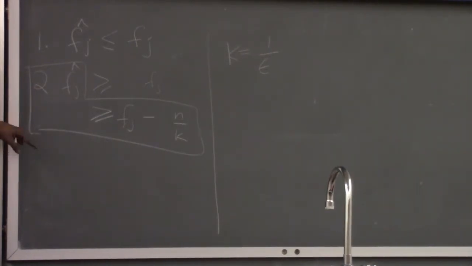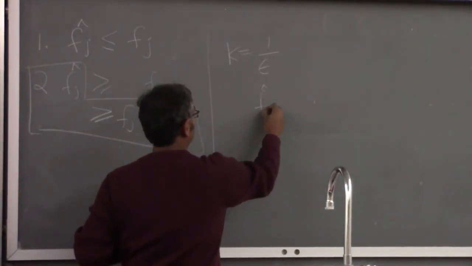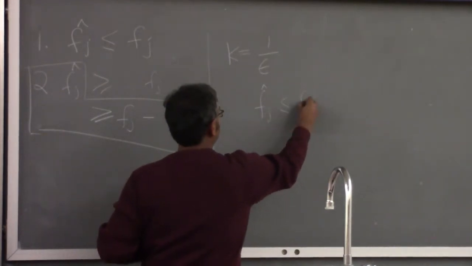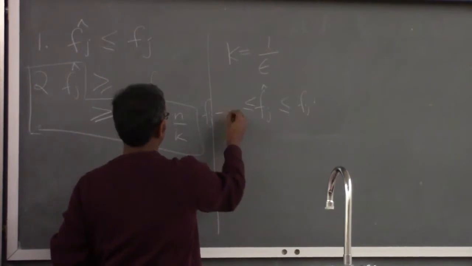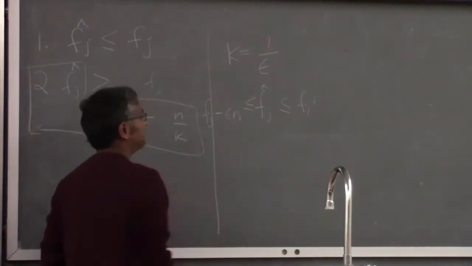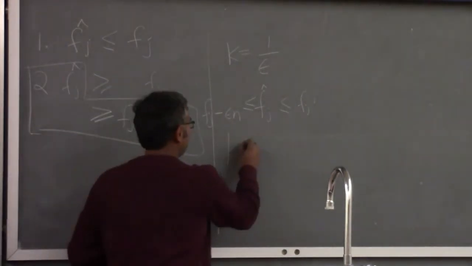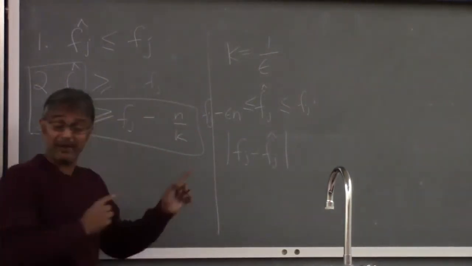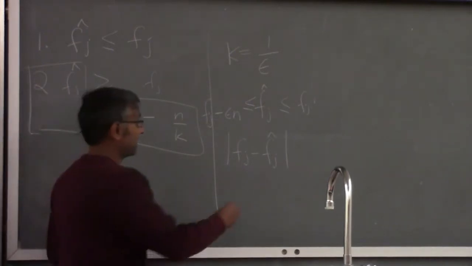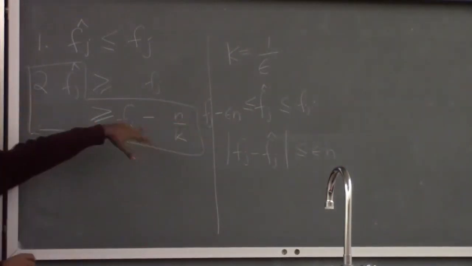If I now substitute this here, what I'm saying is that f hat, the final count for any item, is of course less than or equal to the true count, and greater than or equal to the true count minus epsilon times n. Just by substitution. And then by rearranging the algebra, the difference between the true count and the approximate count, the absolute error, is less than or equal to epsilon times n.